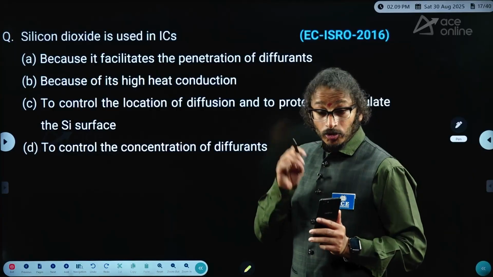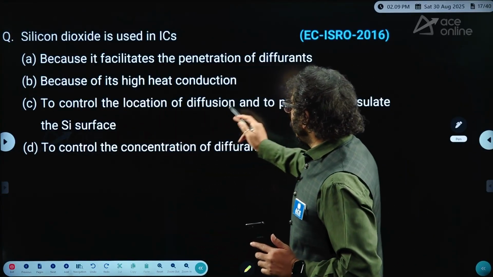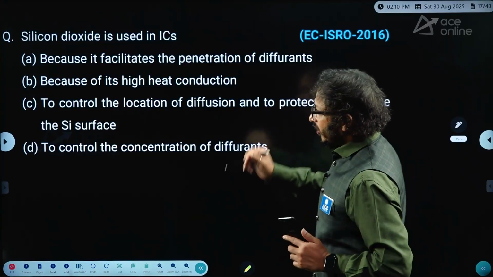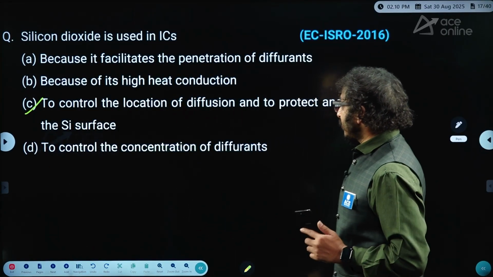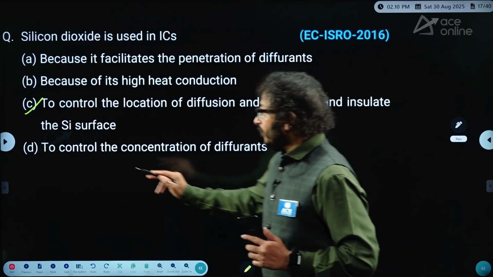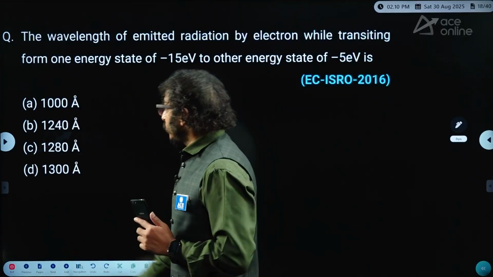It will control the doping diffusion percentage, right? So to control the location of diffusion and to protect and insulate the silicon surface, perfect. This is apt for the given question. And to control the concentration of diffusions, no, it is wrong. So option C is apt for the given question. Very easy question. Go with one more interesting question.